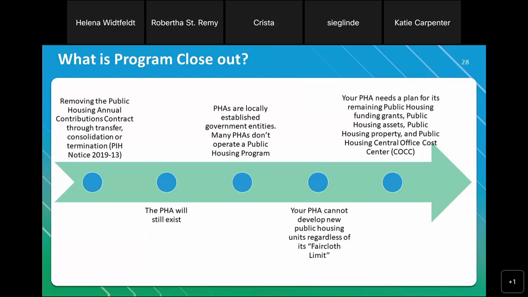It's a long read, but it will provide you all the necessary details on program closeout. The housing authority will still exist because most likely you have a Section 8 program. And of course, whatever you do through RAD conversion, you still have to report on it. So the housing authority does not go away. It is a locally established government entity.